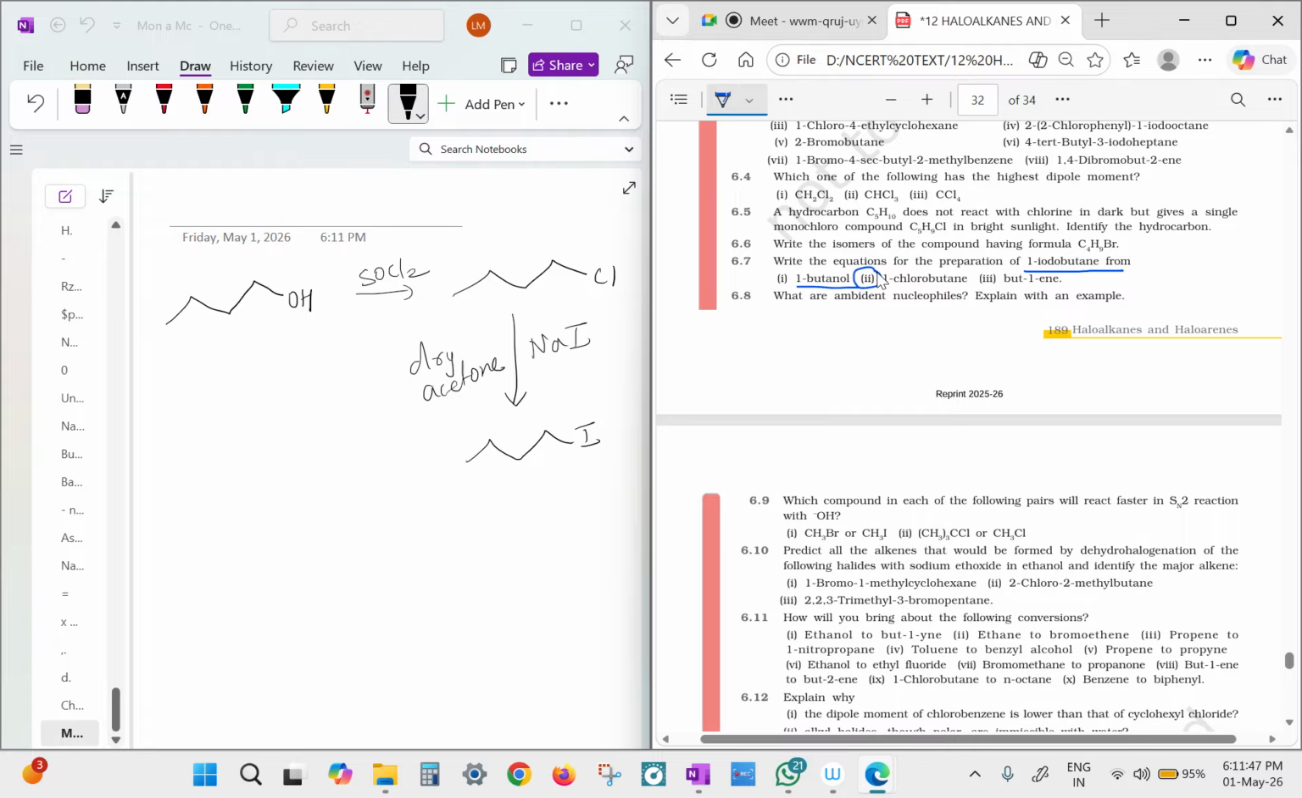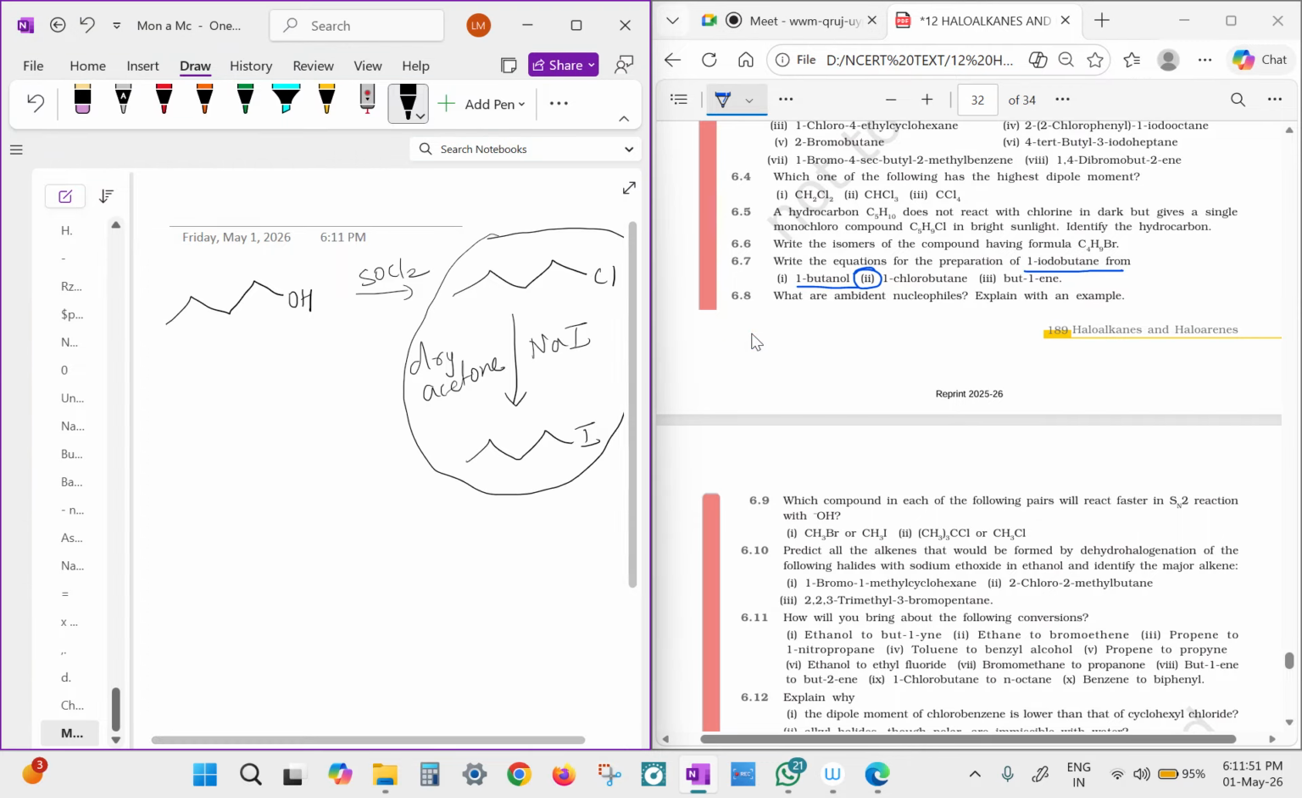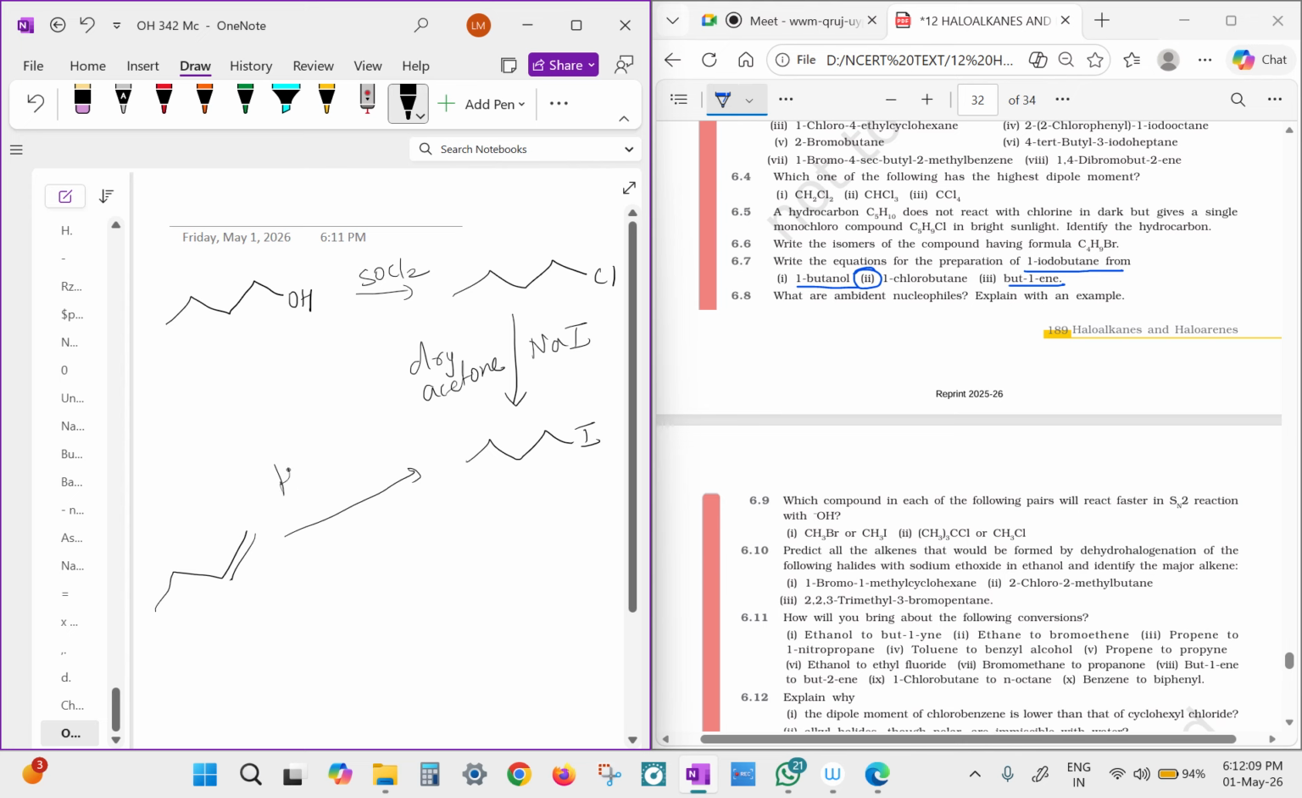The second part is this only. The second subdivision is 1-chlorobutane to 1-iodobutane. Okay. Then but-1-ene. So you have but-1-ene. Either you go for direct addition of HI, but if you add HI, I minus will go to that carbon which has got less number of hydrogens, and H plus will go to that carbon which has got more.